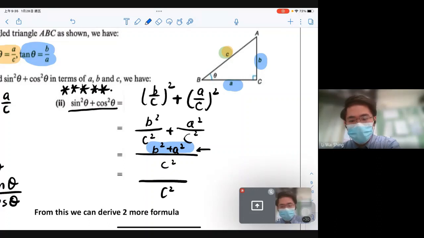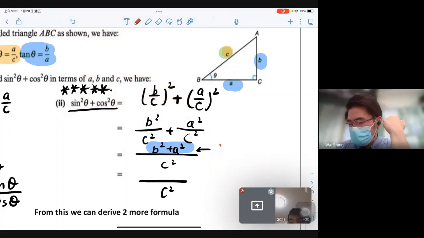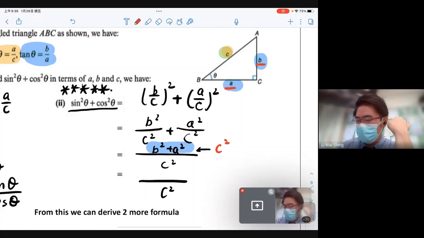Sing, can you help me a little bit? A square plus B square equals what? C square. How could you know that? Using Pythagoras' theorem. Yes, very good. A square plus B square is C square by Pythagoras' theorem. So you cancel it out.